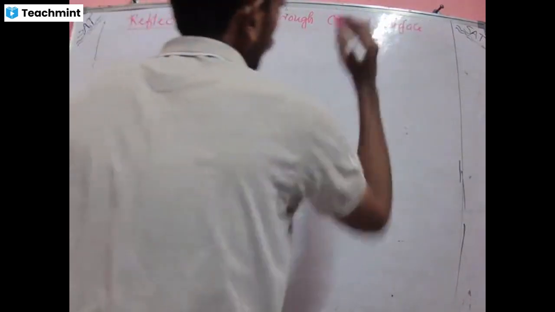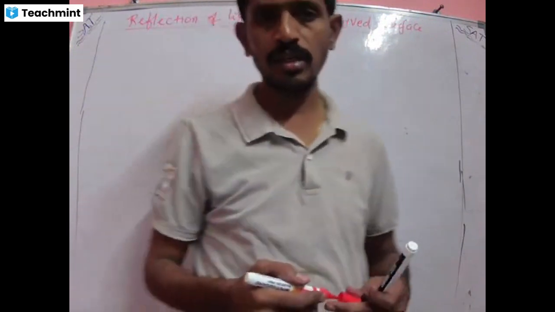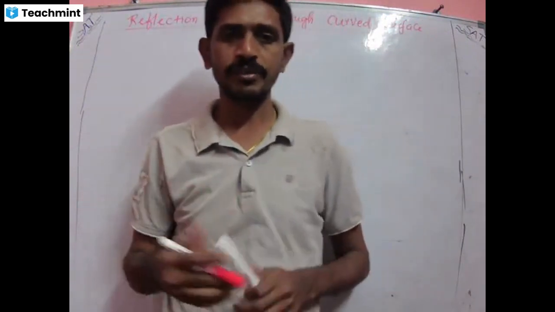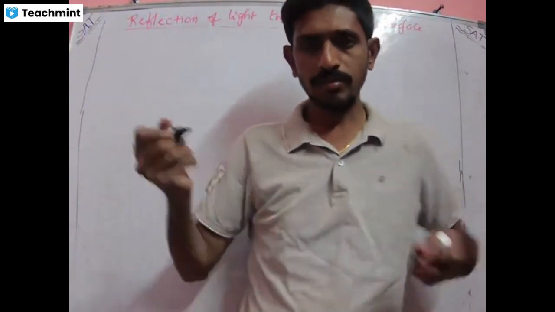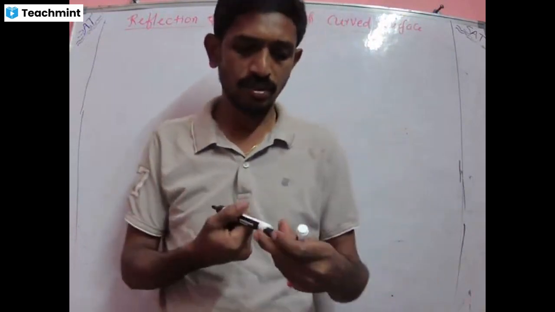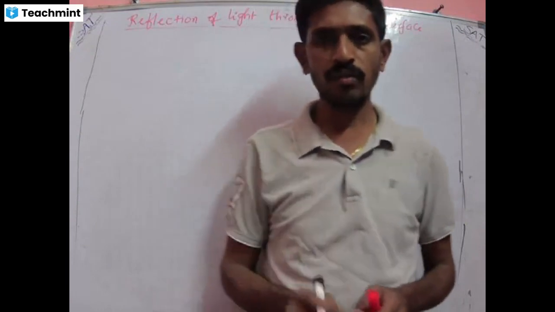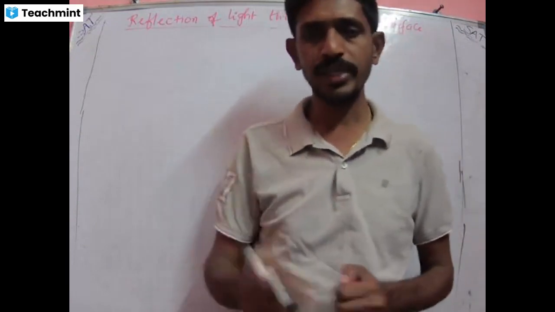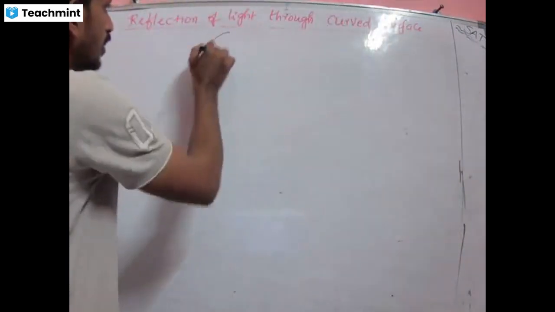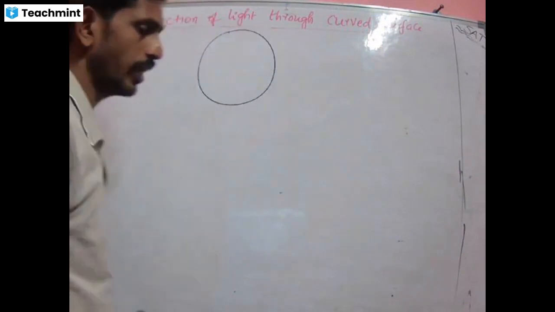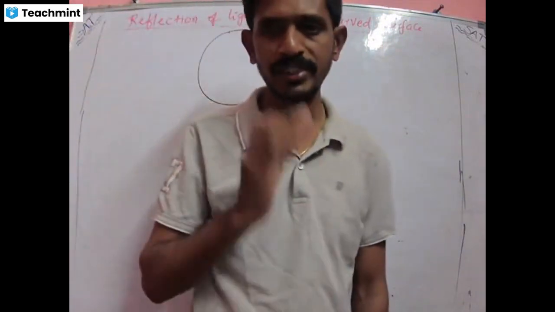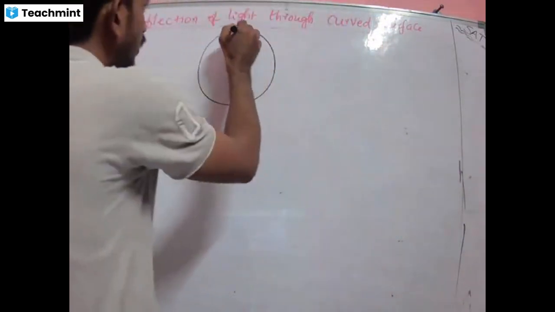It's a great topic. I'm going to discuss curved surfaces here. So what is a curved surface? Before explaining the curved surface, we know that one of the shapes is a sphere. A sphere is a hollow sphere. This is my hollow sphere. So I cut it into two parts, exactly in the middle.